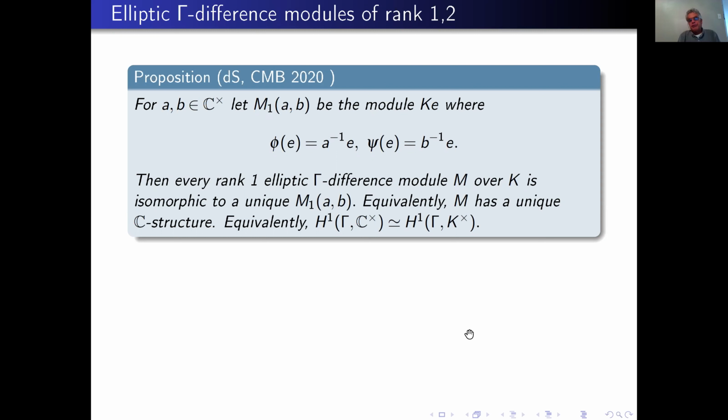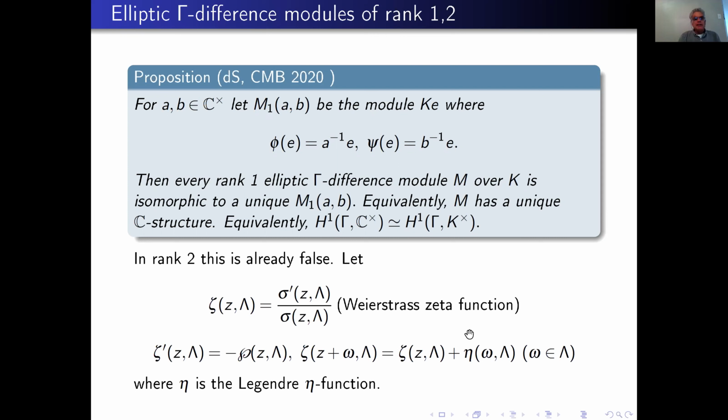And in terms of group cohomology, it simply means that the natural map from C star to K star induces an isomorphism on H1 of gamma. But in the rank 2 case, this is already false. And if there's one thing that I want you to remember from this talk, it is this pretty example that's very typical, as we'll see, and that's where the zeta function enters.